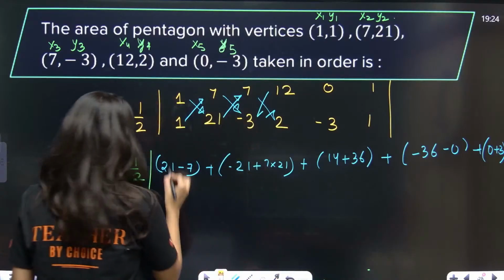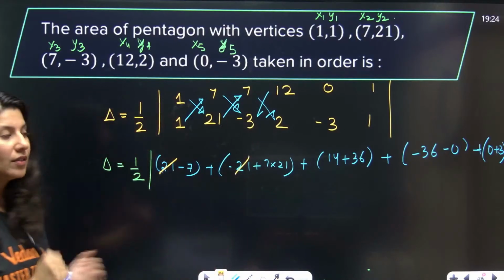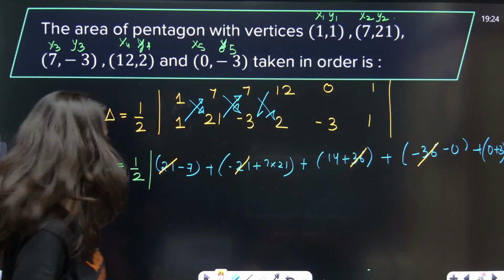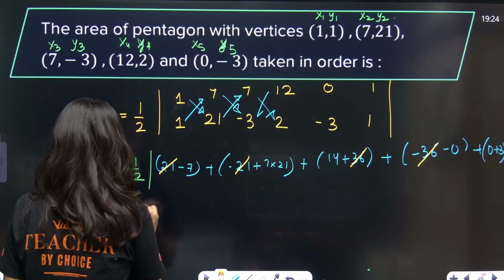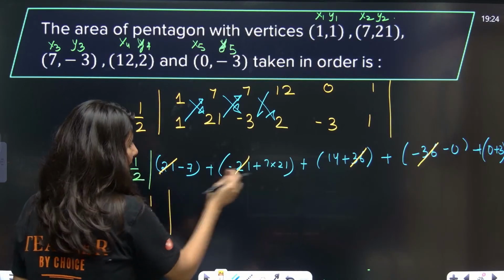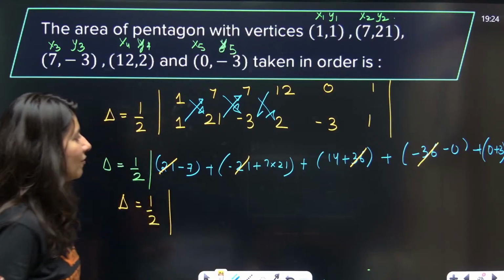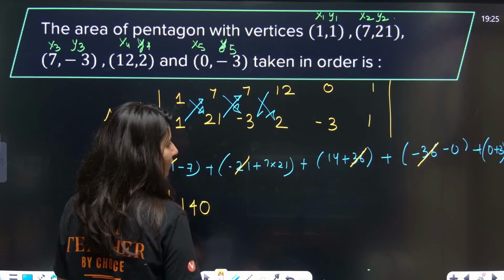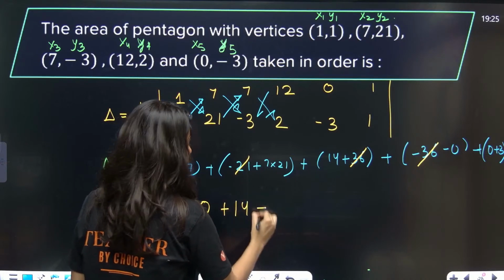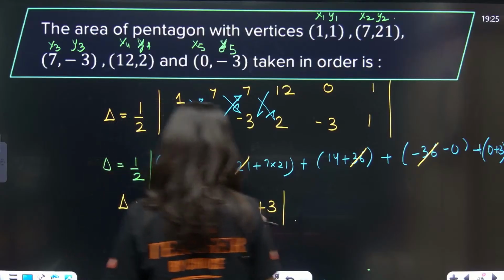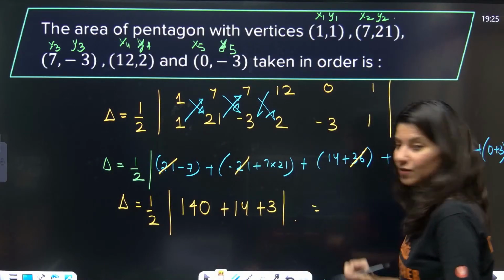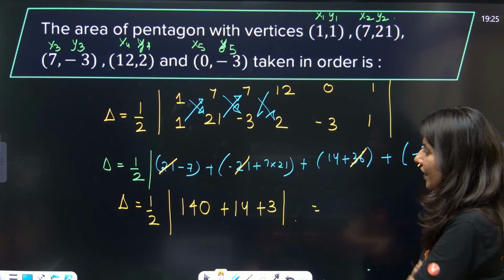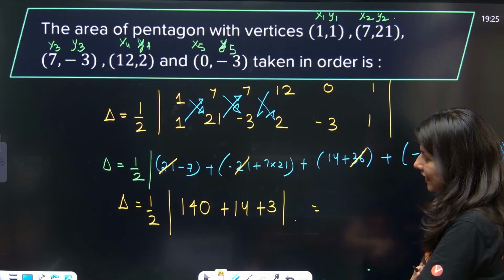Now let's cancel. Plus 21 minus 21 gone. Correct? Plus 36 minus 36 gone. Okay? So we are left with delta is equal to half modulus of 7 into 21, 147. 147 minus 7 is 140, plus 14, plus 3. Correct? So 14 plus 3 is what? 17. So the correct answer is going to be 157 by 2.